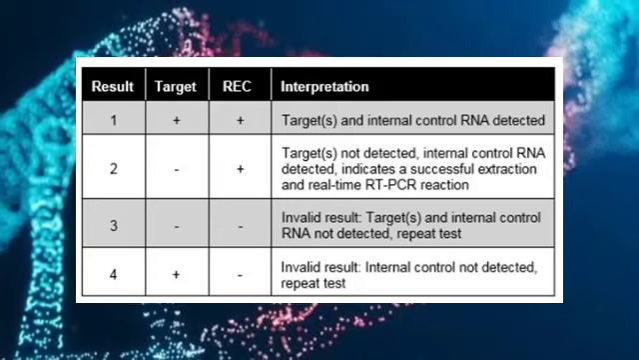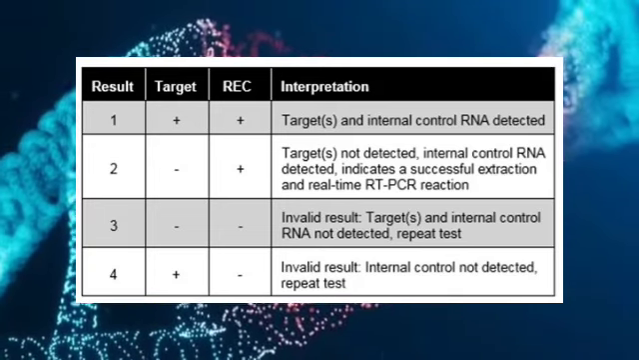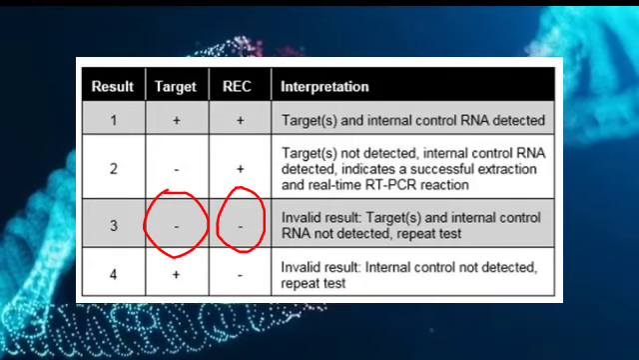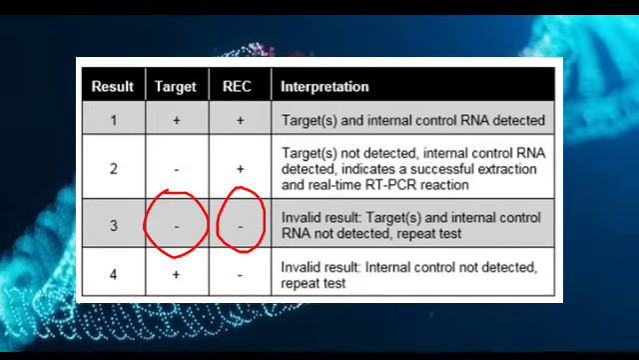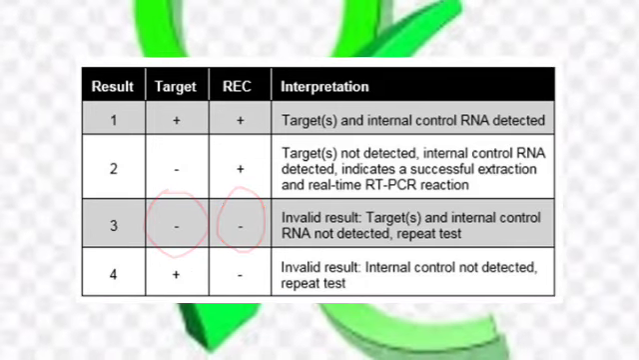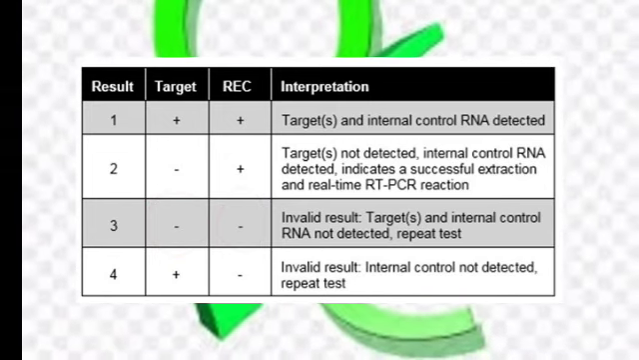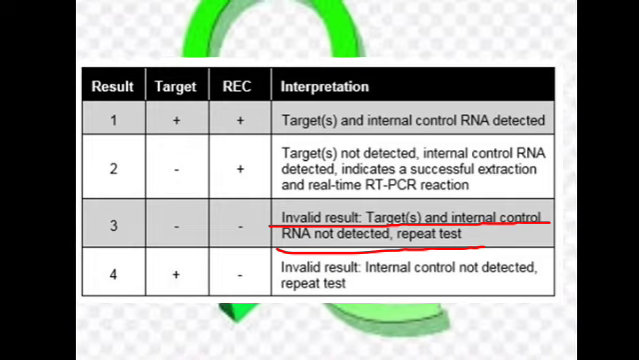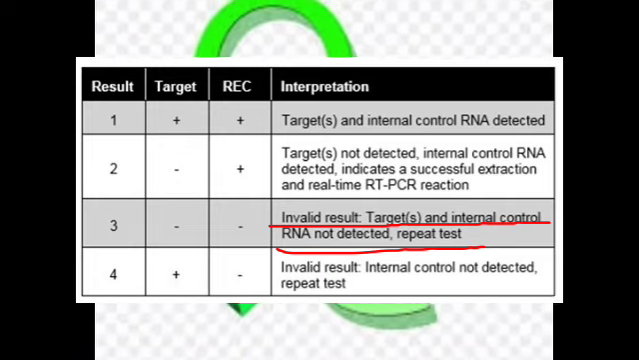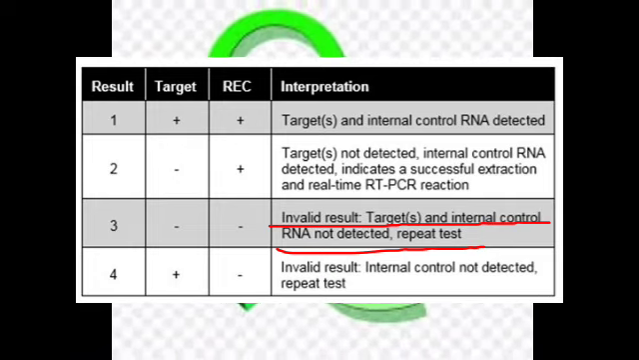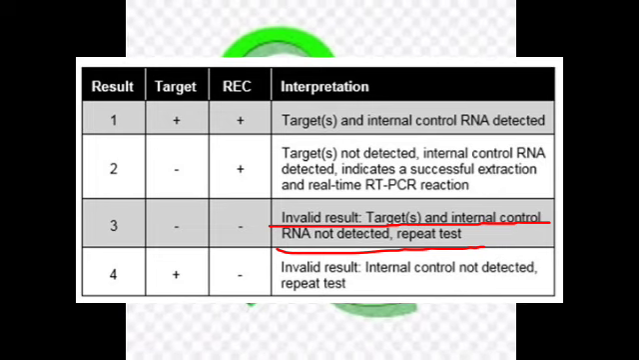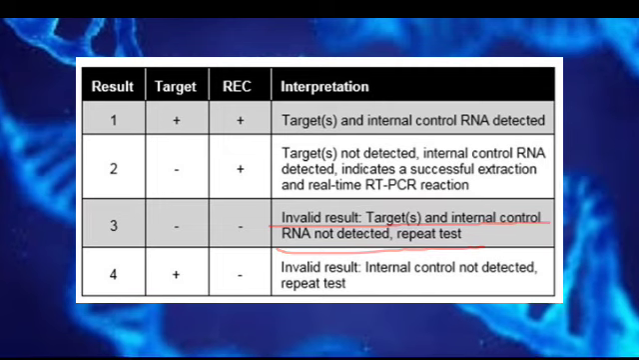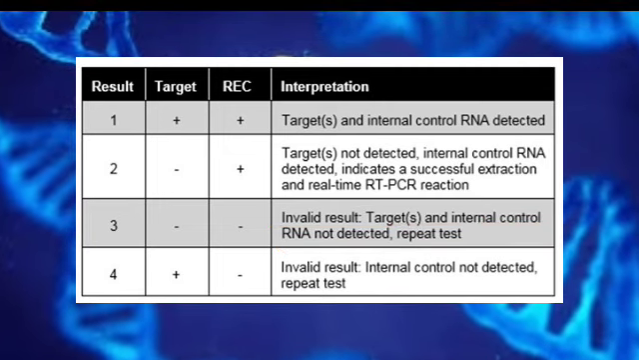Now the third possibility is that neither the target nucleic acid nor the internal control of nucleic acid extraction was amplified. This shows the results were invalid. Targets and internal control nucleic acid are not detected, and the extraction was not successful. In this case, the test should be repeated right from the extraction.